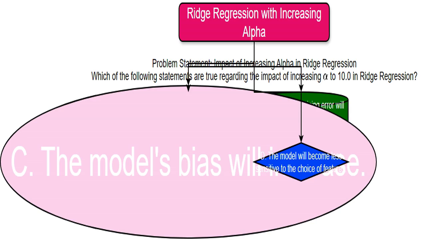This is the core question. I'm evaluating the impact of a significant increase in alpha, from 0.1 to 10.0, on 4 different aspects of the ridge regression model. Let's see if you can ace this. We'll consider how it changes coefficients, training error, bias, and feature sensitivity.